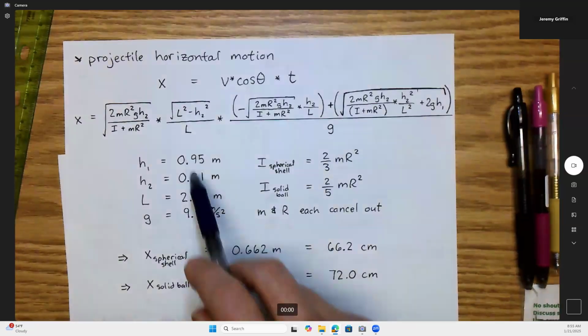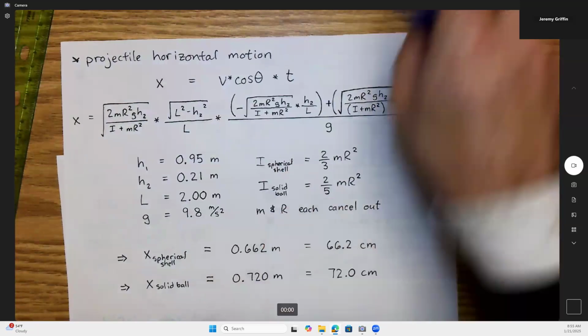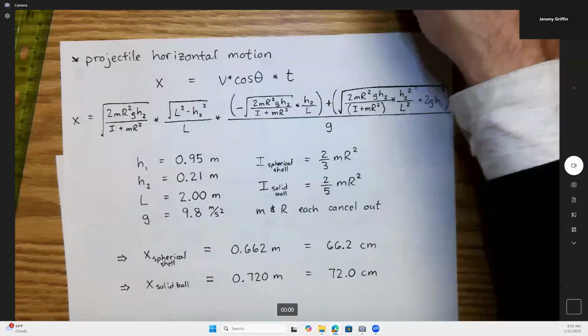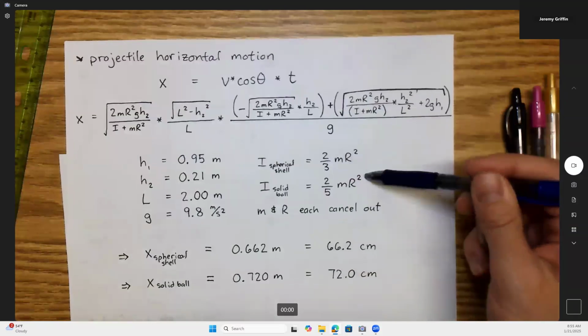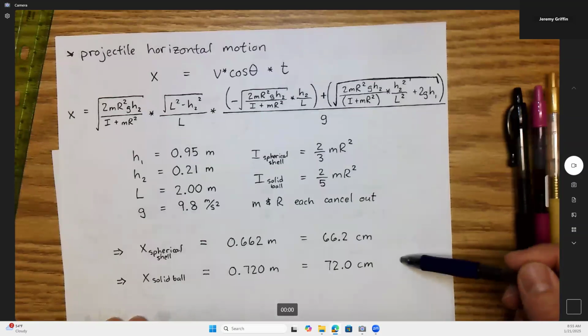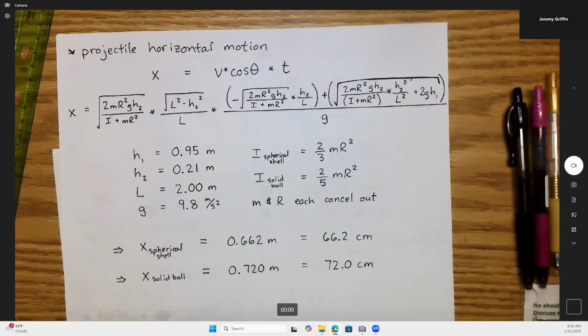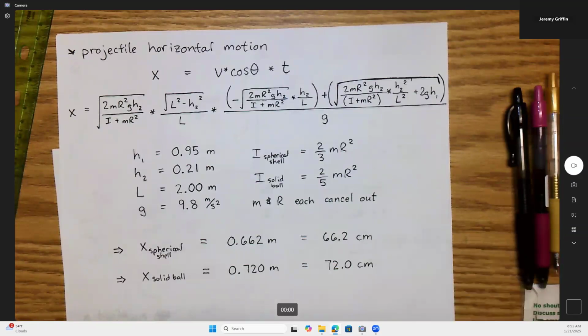Here are your measured or known values. I told you the mass and radial size of the ball end up canceling out, so it doesn't matter, as long as you know how the mass is distributed. Here's for a spherical shell, here's for a solid ball. I tried each one and got somewhere between 66 and 72 centimeters. When I rolled it down myself, I got pretty much exactly that, about 67 centimeters. So it aligned with how it played out.